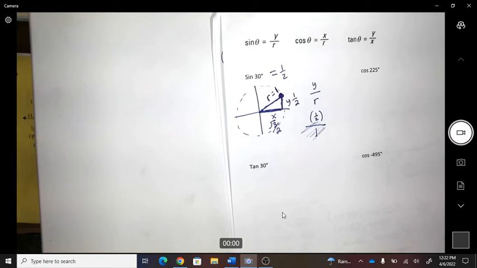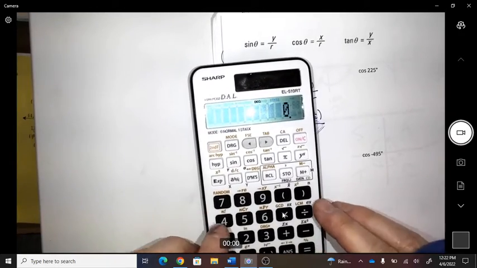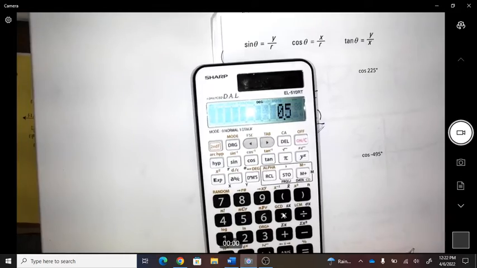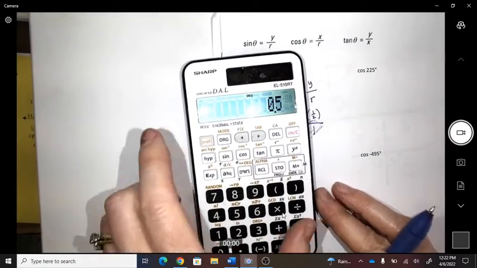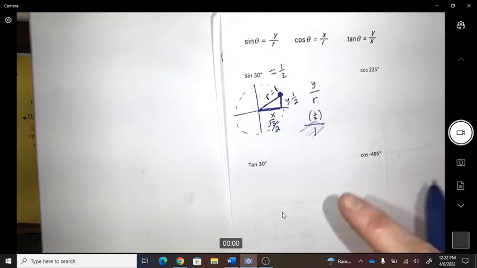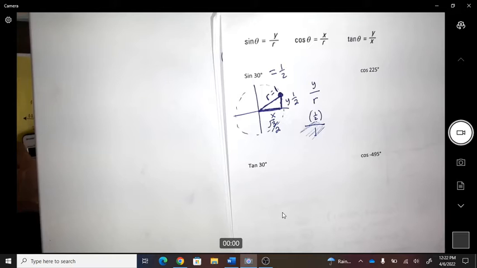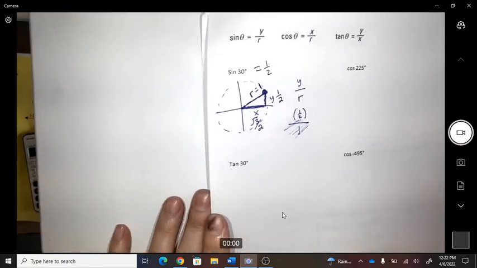Okay, you don't have this luxury on your test, by the way, but I'll show you this. The sine of 30 equals 0.5. But you have to do this without your calculator on your test. I'm just showing you that's how it works.